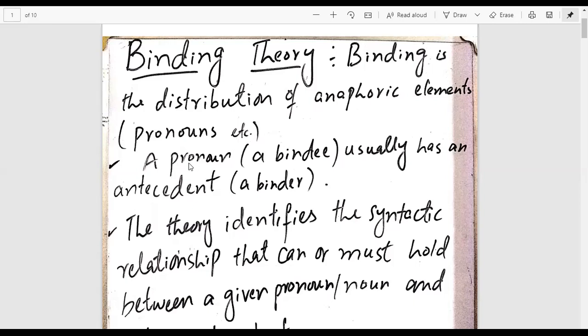The second point is that a pronoun, a bindee, usually has an antecedent, a binder. So whenever you see a pronoun in a sentence, a clause or a phrase, a pronoun can also be called a bindee, and it usually has an antecedent, a binder, in the sentence. A binder will usually bind a bindee, or bind a pronoun, in the sentence. We have also discussed an example in the previous lecture, and we will discuss an example of this point in this lecture as well.